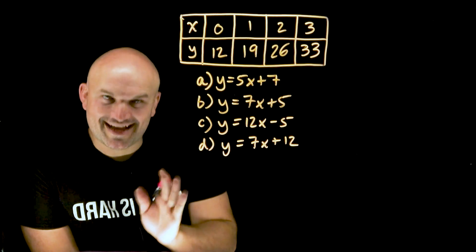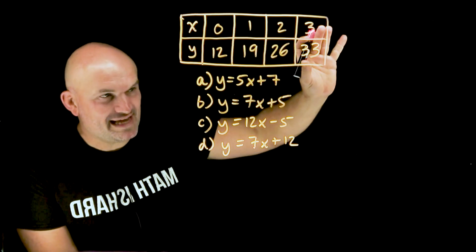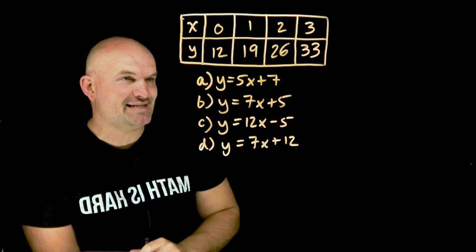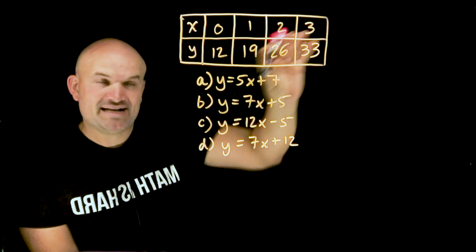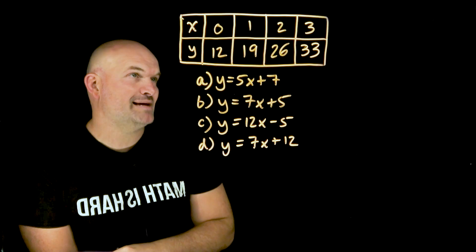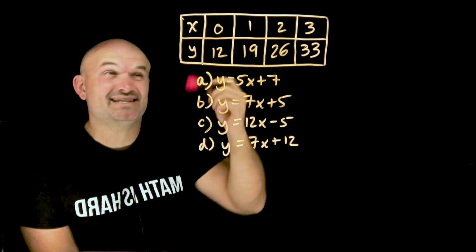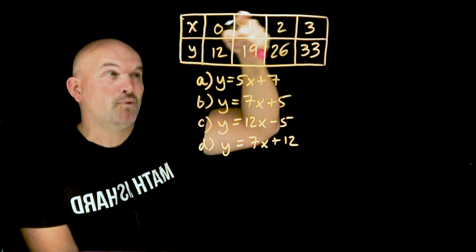Let's work smarter, not harder. You can see here what we have is a table, and we have 4 equations. We need to be able to identify which of these equations match up with this table. Now, the nice thing about this table of values is we actually have some pretty basic numbers for our input variables, 0 and 1, 2, and 3.